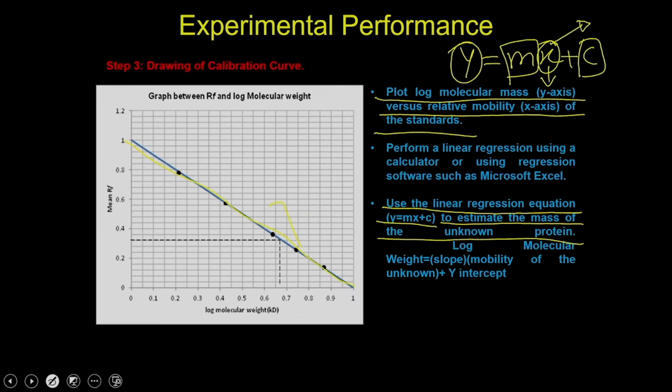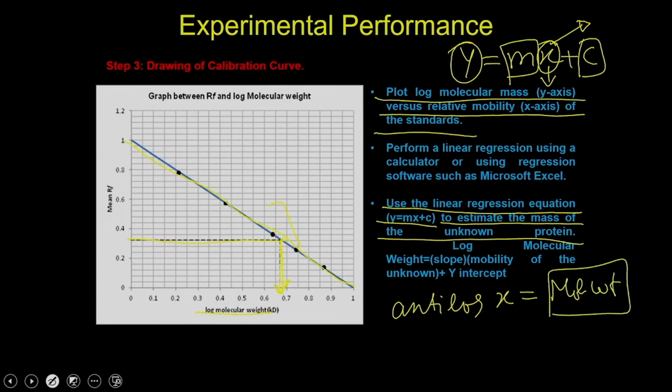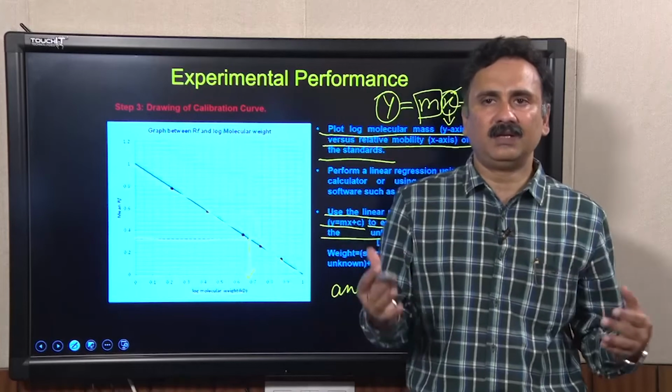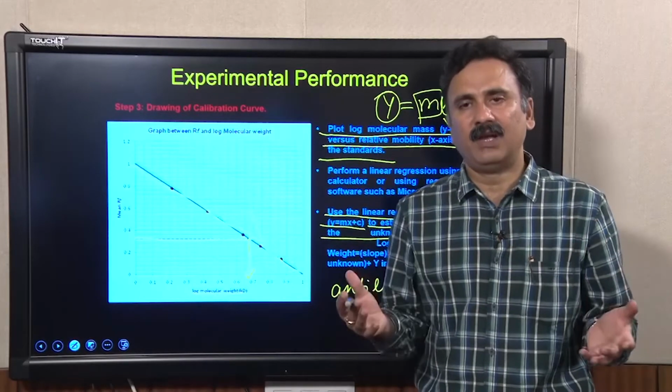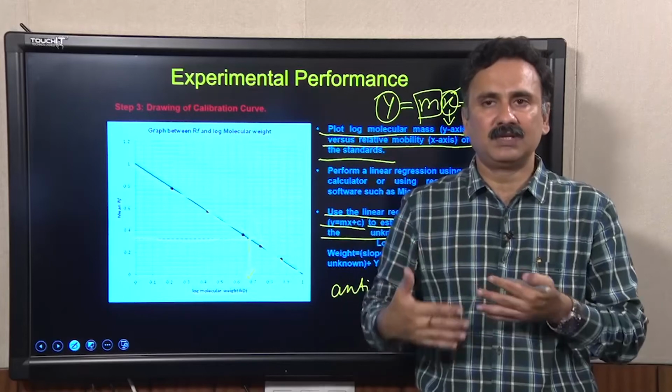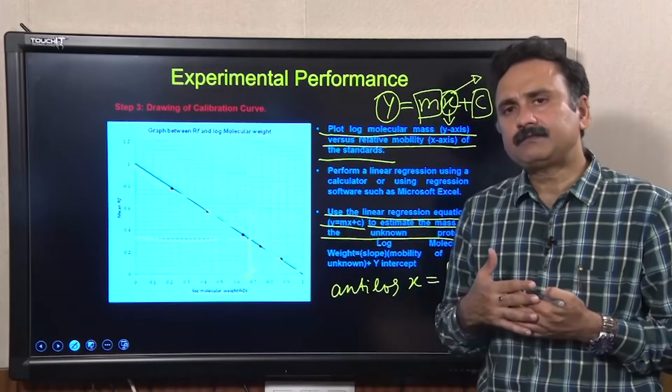The alternate approach is that you draw a perpendicular, and wherever the perpendicular hits the curve, you can get the value of x, and since this is a log, you can take the anti-log of that value, and that value is going to give you the molecular weight of the protein of your interest. So, this is a simple method of determining the molecular weight of a protein utilizing SDS PAGE.